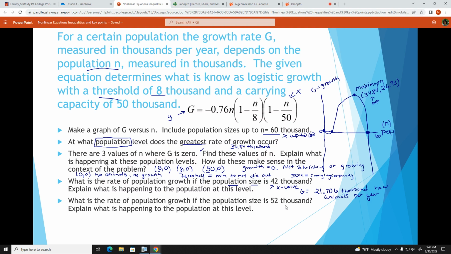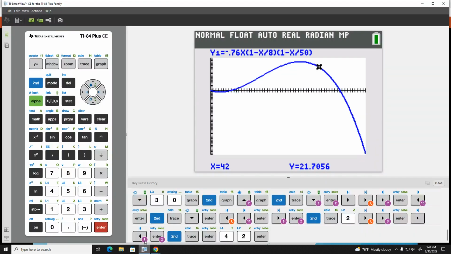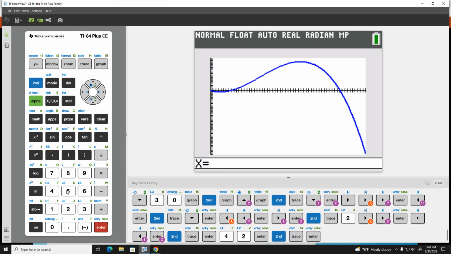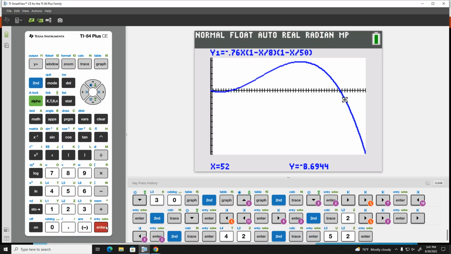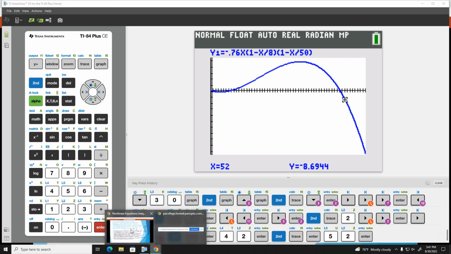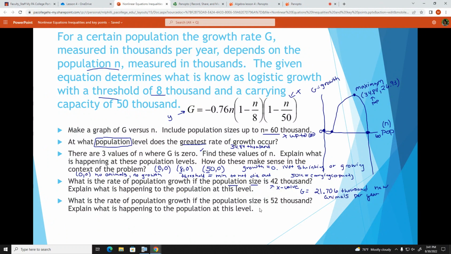All right. What is the population growth rate when we're at 52,000? So again, just going to go to my calculator, second trace value, enter 52, and I get negative 8.694. So this one, the growth is negative 8.694. So this is not a decimal here. That's a pen mark. So negative that.